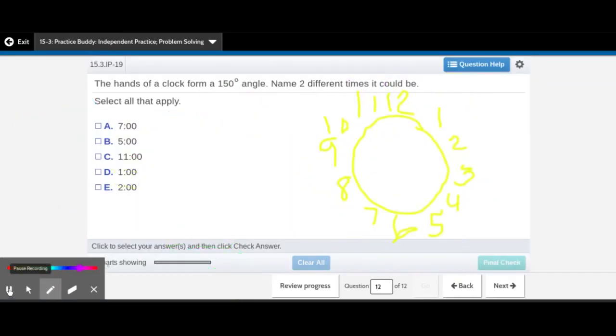All right, guys, this last one is talking about a clock, and you're going to see probably 2 or 3 questions about clocks on your quick check. So let's go ahead and see exactly what we're dealing with.